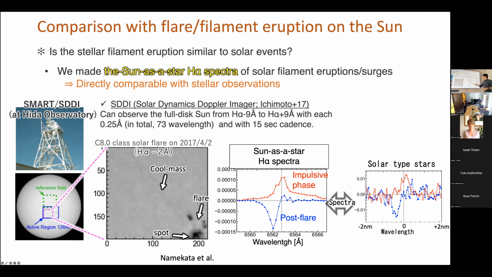Using the absorption, the amplitude is very different, because the stellar event is much bigger. We integrate and convert to the standard star measurement. The intensity amplitude is much larger. And using this line profile intensity, we can estimate how large an amount of mass is ejected.